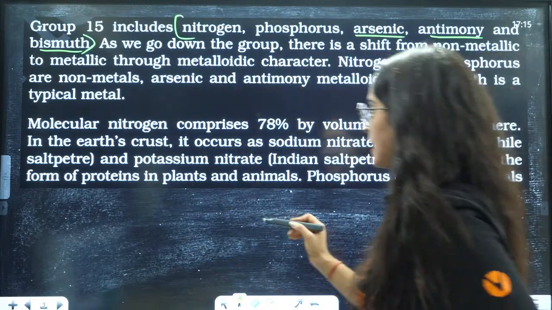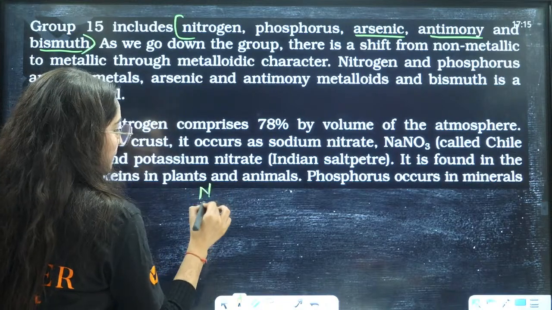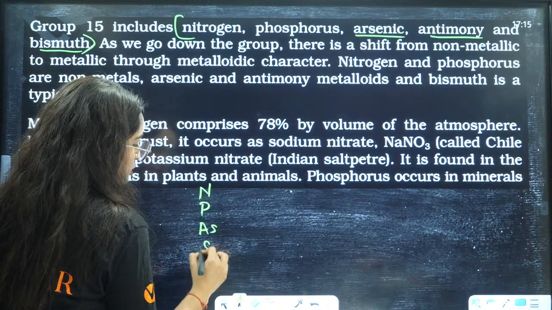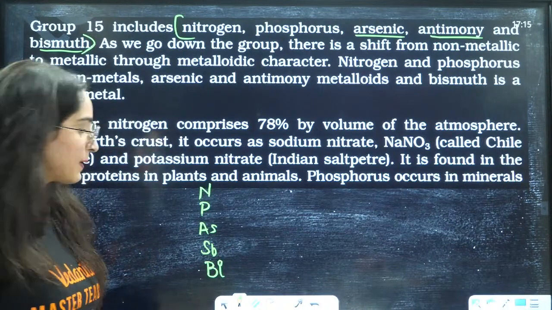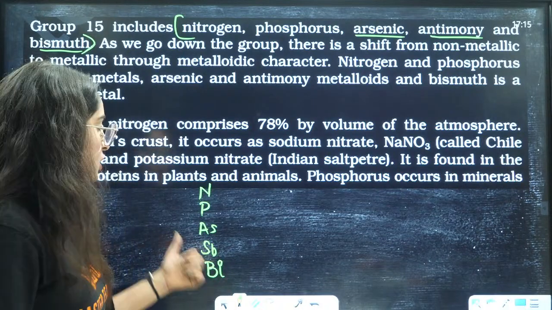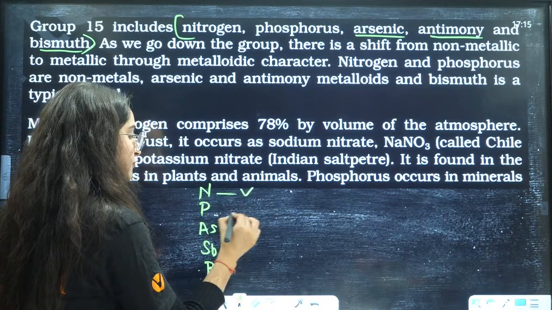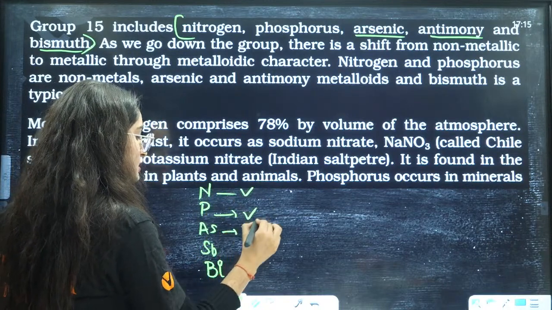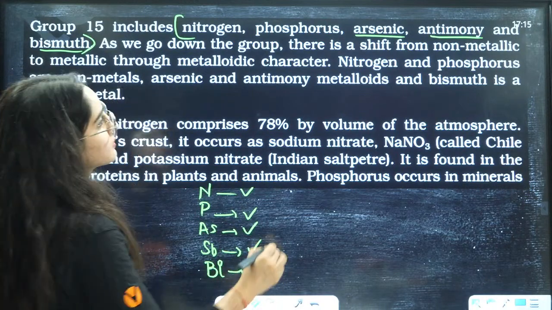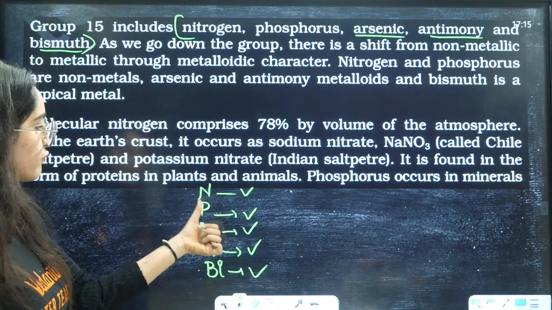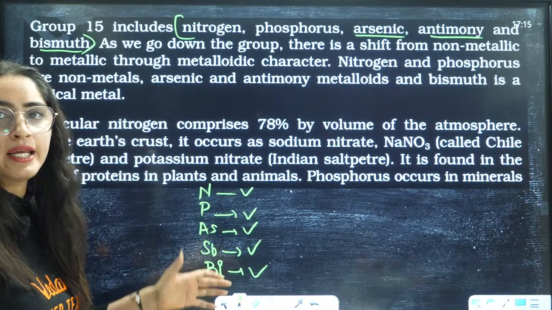Nitrogen, it's like this. Na pee aisi sharab bai, right? So now this is nitrogen, phosphorus, arsenic, antimony and bismuth, right?